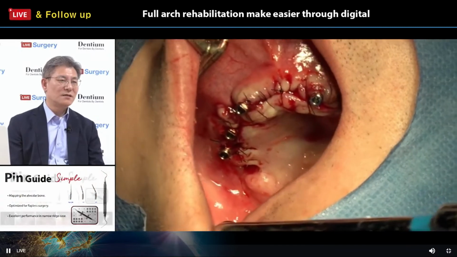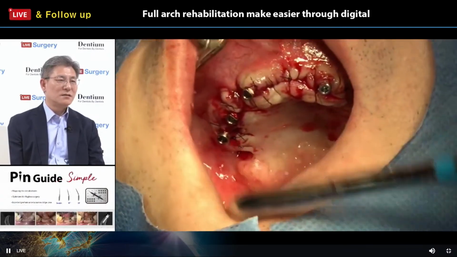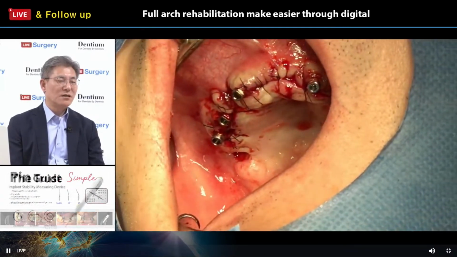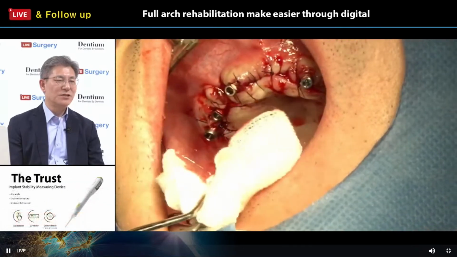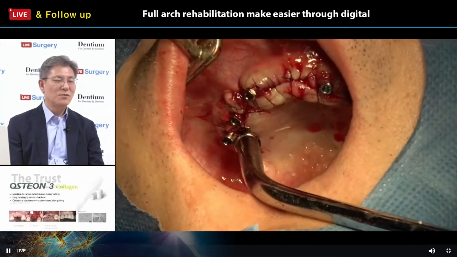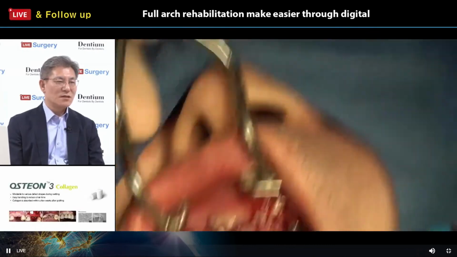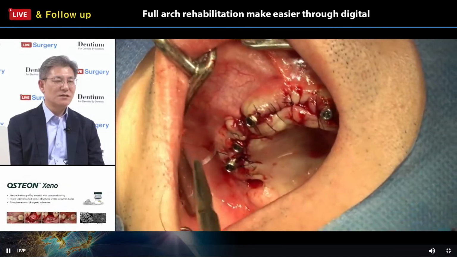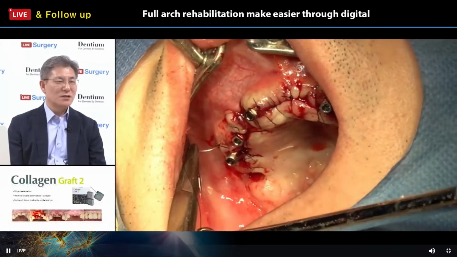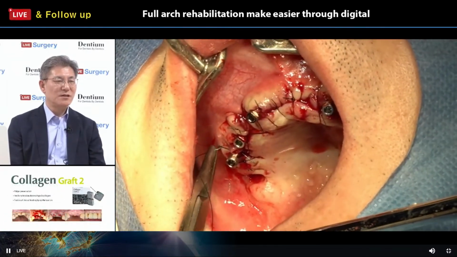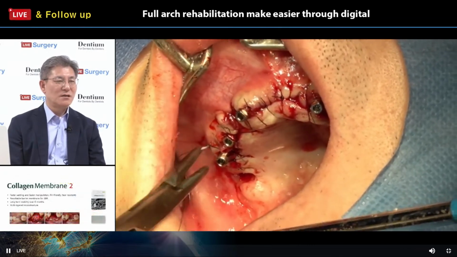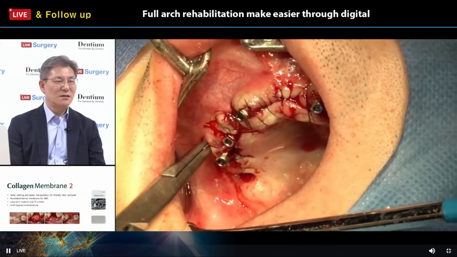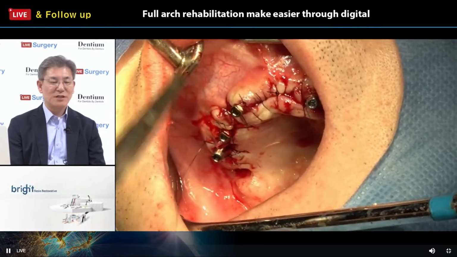Okay, almost done. A little bit of adjusting of the position of the implant fixation. However, the whole procedure was done like a textbook, with the perfect insertion, the perfect positioning, the perfect initial stability, and the soft tissue management.